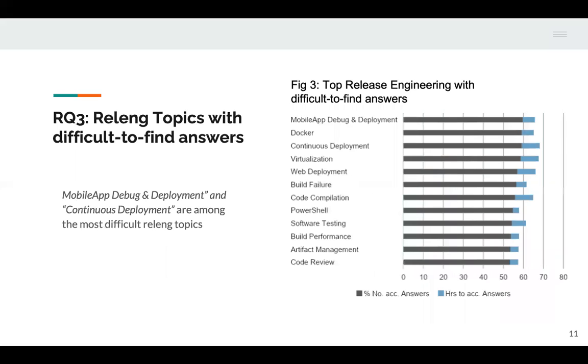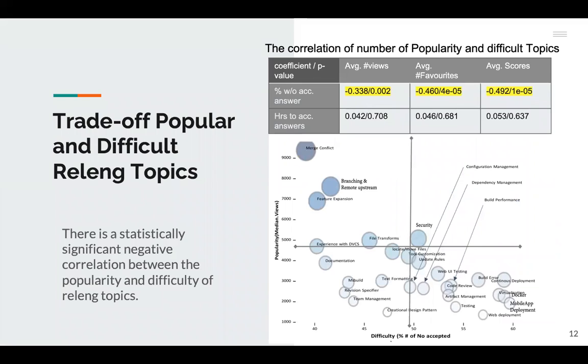We further investigated the difficulties to find answers to each of these topics. For our case, we used 2 well-known metrics, which include the number of accepted answers and the hours to receive the accepted answers. Using these 2 metrics, we identified topics such as mobile app debugging and deployment as the most challenging to find answers to. We further investigated the trade-off between popularity and the difficulty to find answers. In our case, we used Kendall correlation and found a negative correlation even at the 80% confidence interval. In particular, we identified topics about security as both popular and challenging.